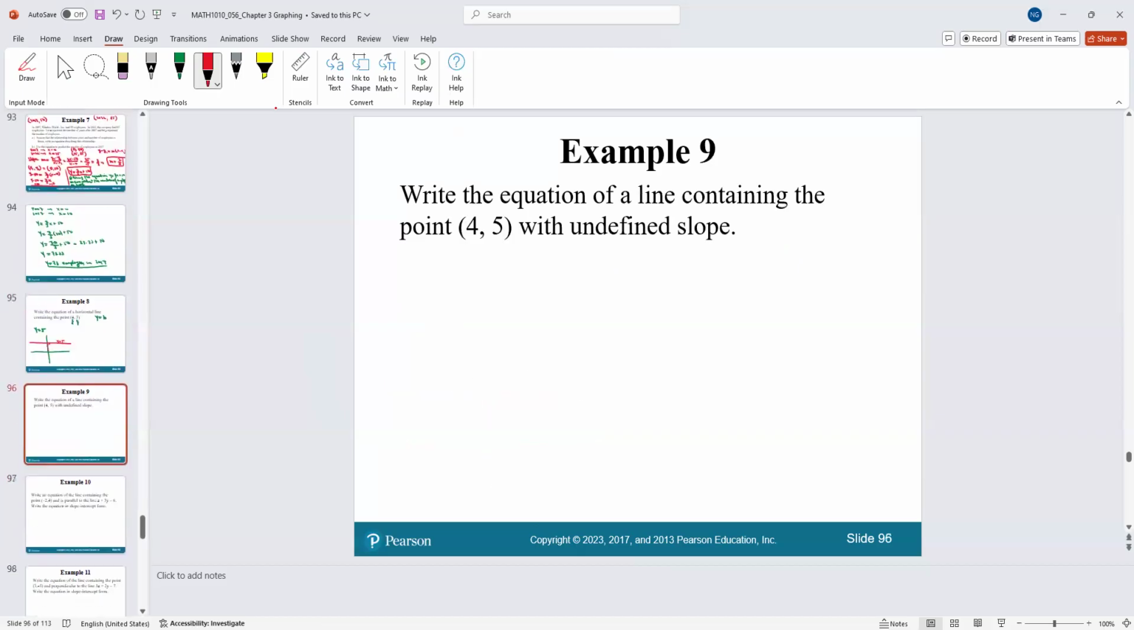In the next example, write the equation of the line containing the point 5, 4, 4, 5 with undefined slope.